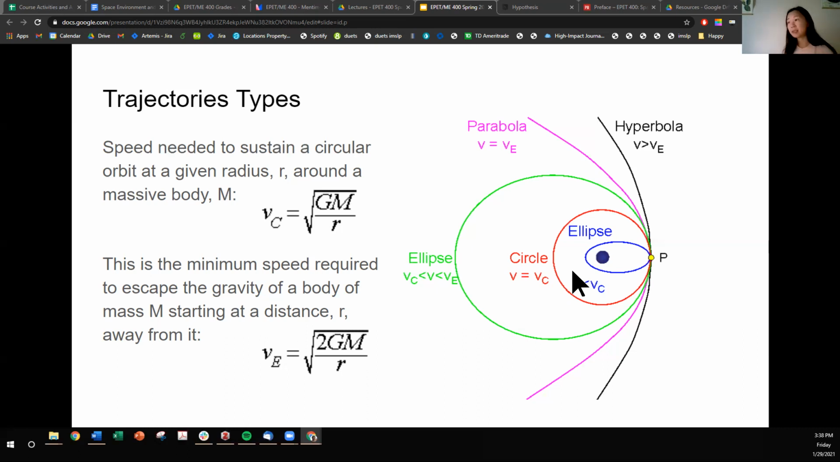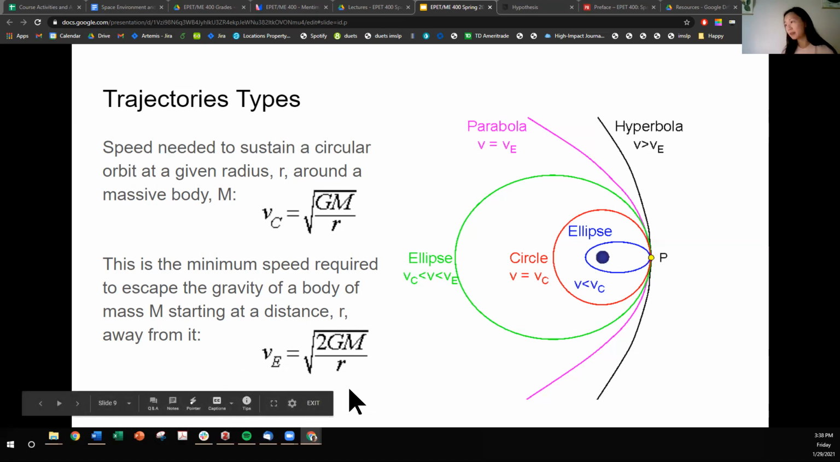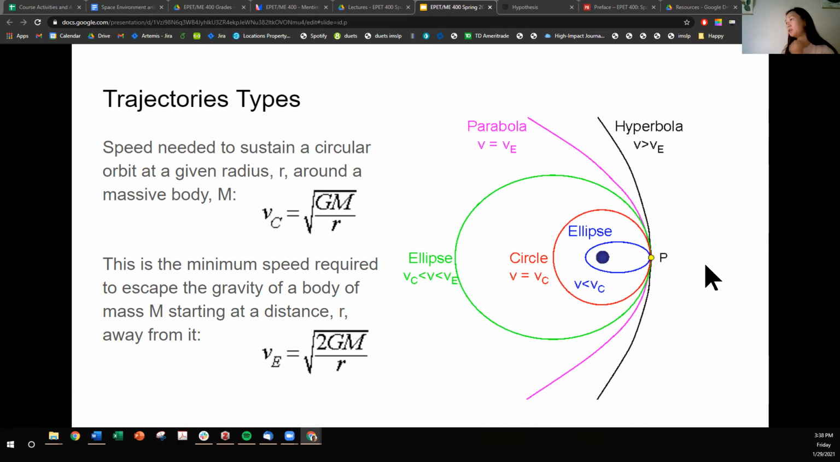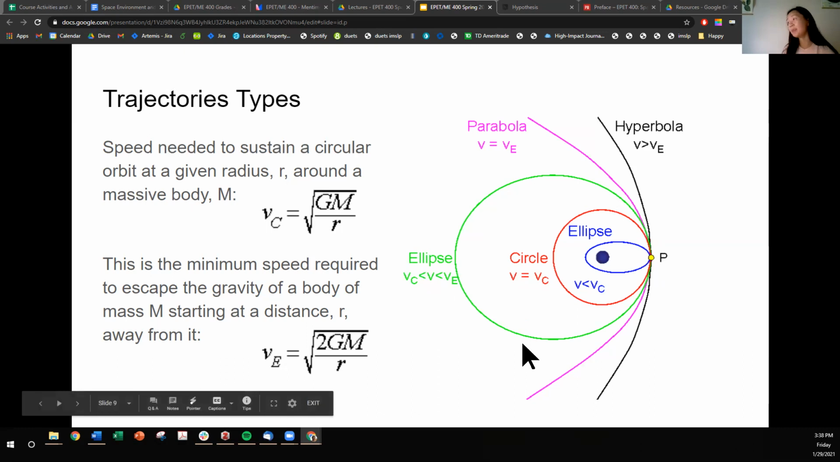The second velocity that you need to know about is something called an escape velocity, which is defined here. So the escape velocity will give you a parabolic motion where you just meet the criteria for escaping the potential well of the body you're orbiting. If you're somewhere in between that circular velocity and the escape velocity, then you're going to be traveling in an ellipse. If you're traveling faster than the escape velocity, then you'll travel in a hyperbola.